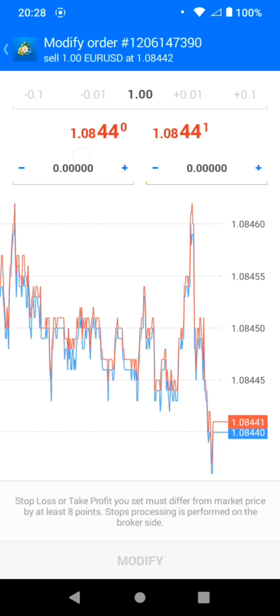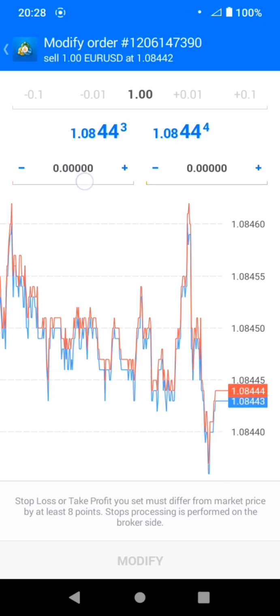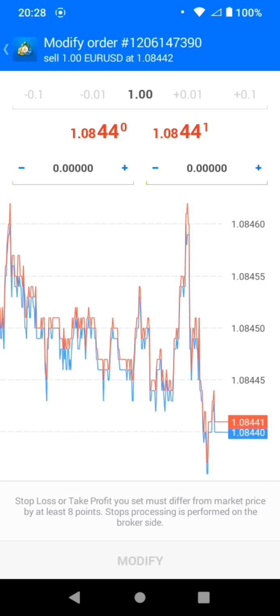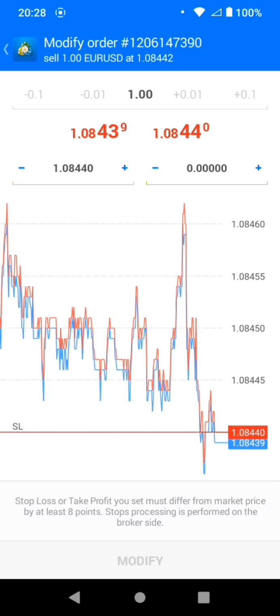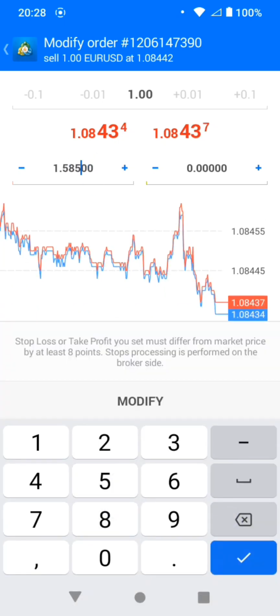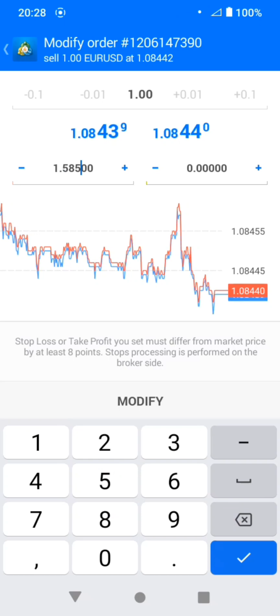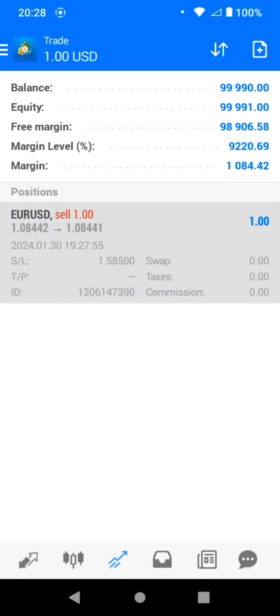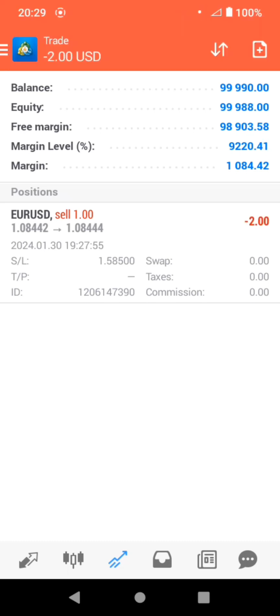You can set your stop loss here, set your take profit if the price reaches this one, and you go ahead and do that. Just set your stop loss here. Now you press modify. This is my stop loss. If the price moves to this area, I press modify. Now you see I've set my stop loss. So whenever the price reaches 1.58500, my broker is going to get me out of the trade.